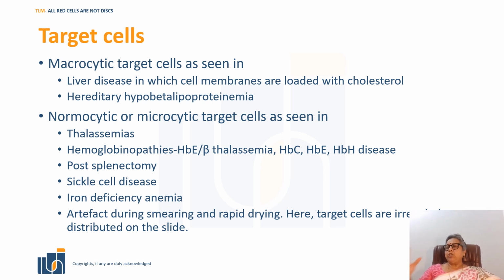And when they are large, it's more likely to be non-red cell related. Okay, and it is probably due to liver disease. When it's normocytic or microcytic, then it's because of red cell disease, thalassemias, hemoglobinopathies, post-splenectomy, or sickle cell anemia, iron deficiency anemia. All this can give rise to target cells.